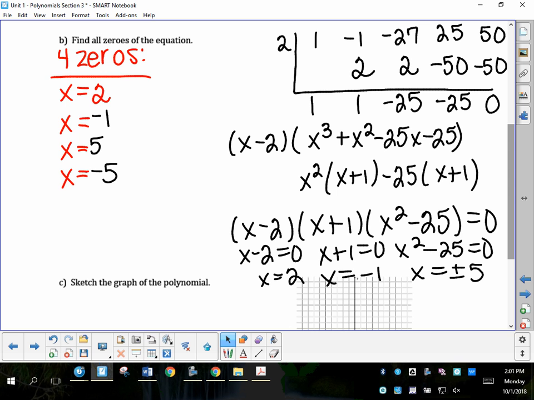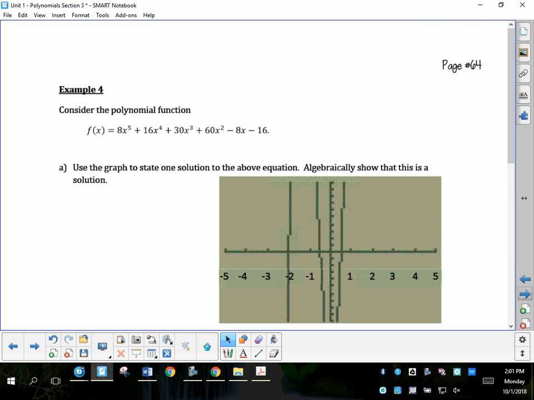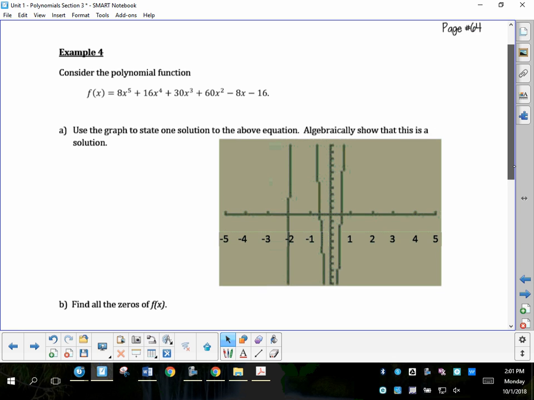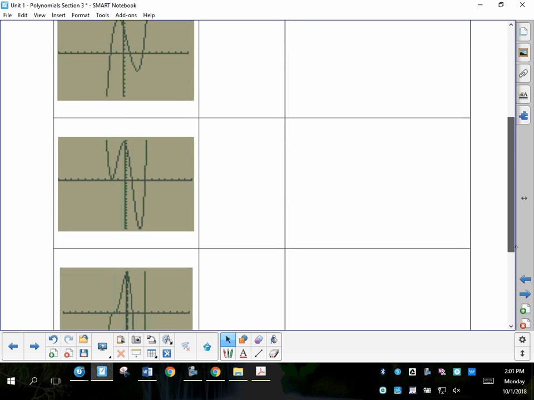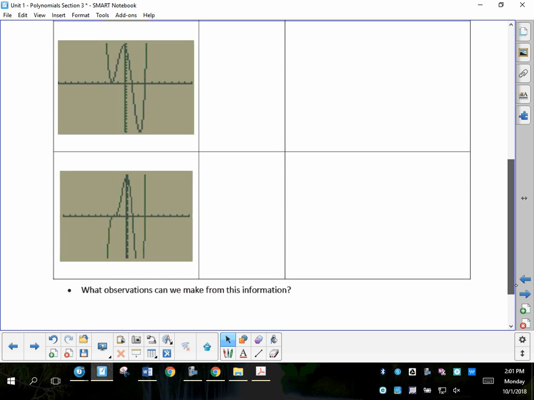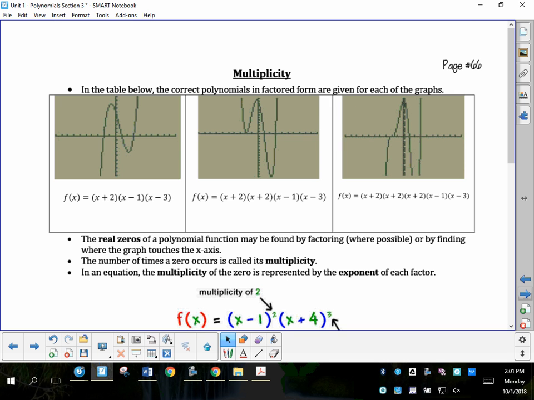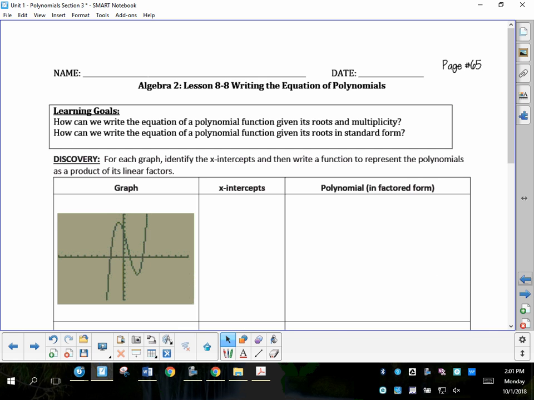All right. You can do one. And if you graphed it out, you could figure out what they were. There's one. I will ask you to. How does it want this? Function represents product of linear factors.